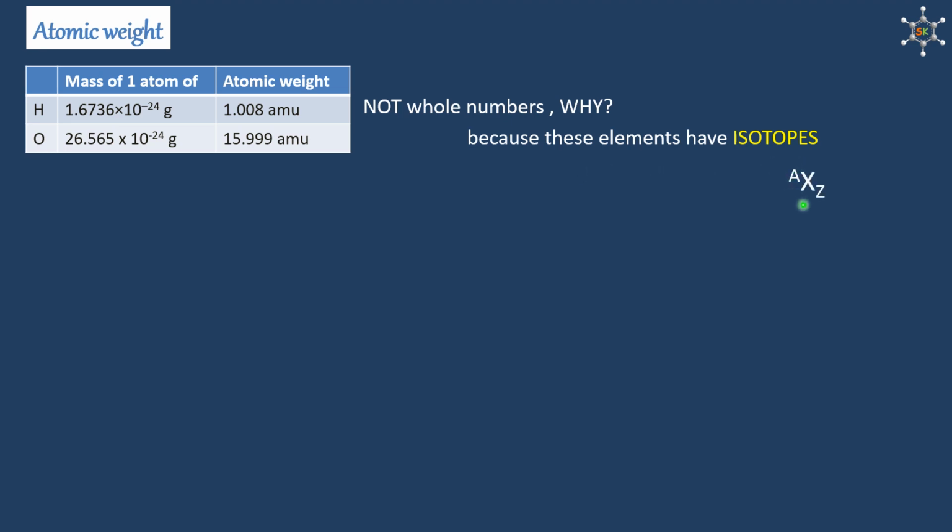If we consider an element X, then A indicates the mass number, that is, number of protons plus number of neutrons. Z indicates the atomic number, that is, number of protons inside the nucleus. Isotopes are atoms of an element with the same Z and different A.